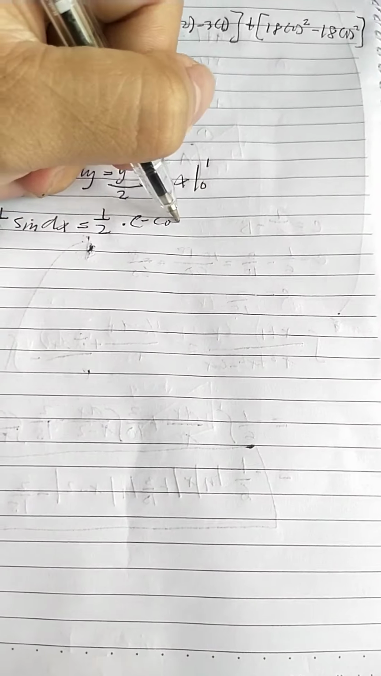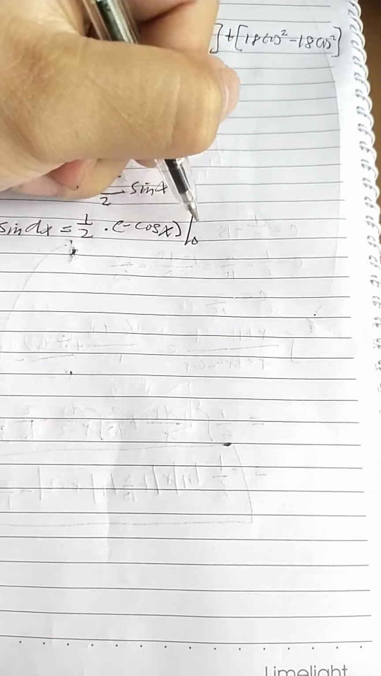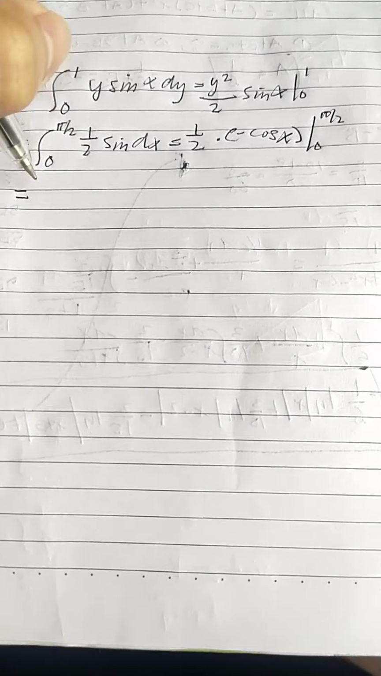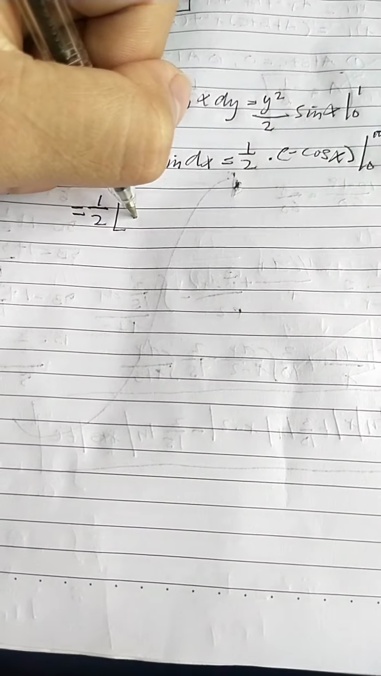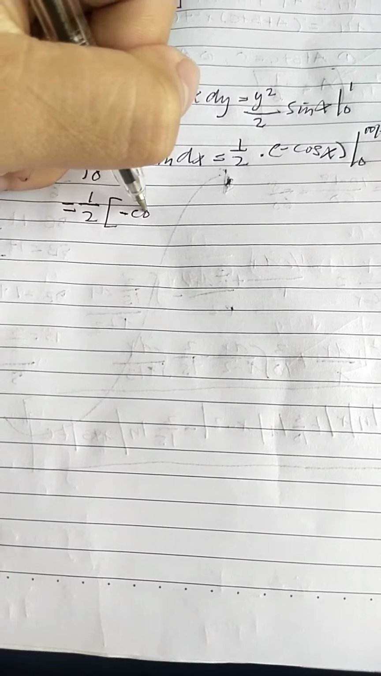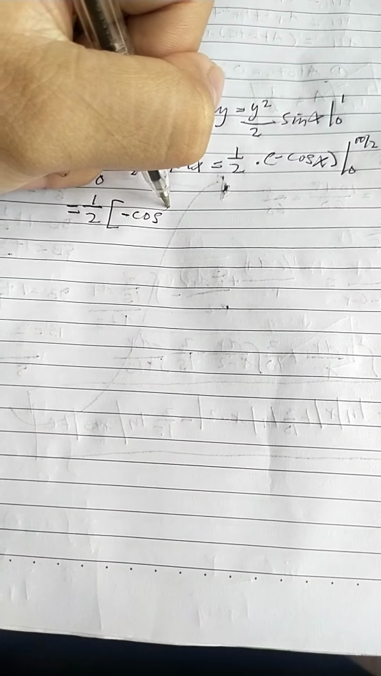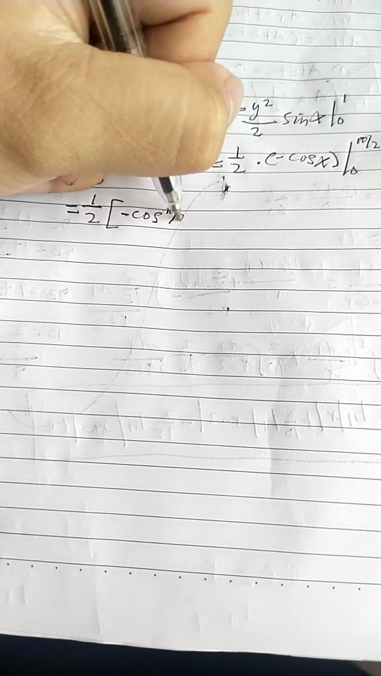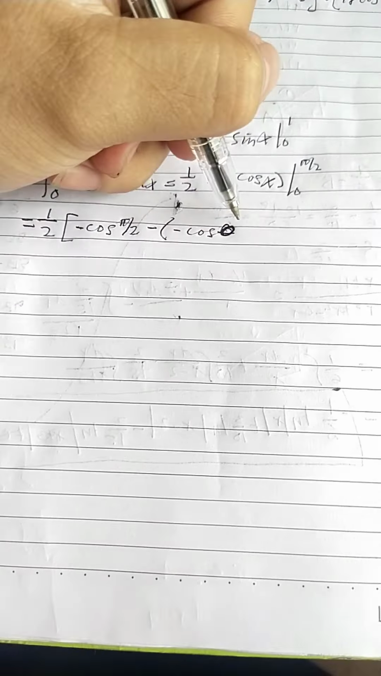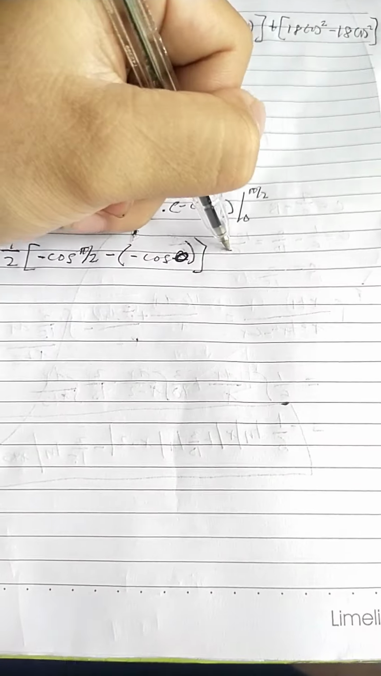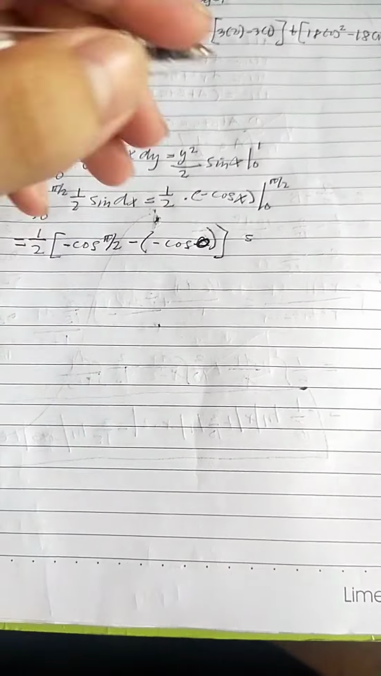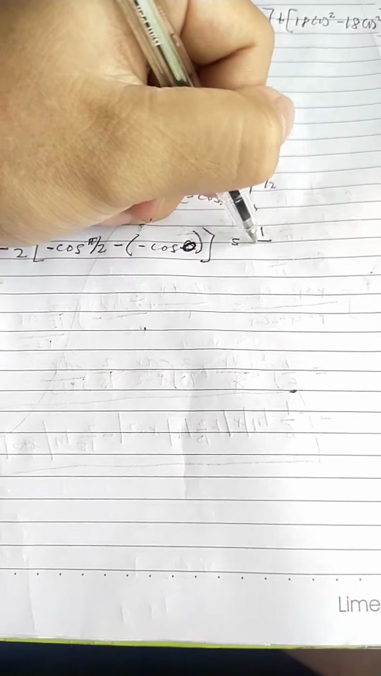is negative cosine x from 0 to pi over 2. So this will become 1/2 negative cosine pi over 2 minus cosine 0. This is 0, not theta. So if we calculate this, our final answer is 1/2.